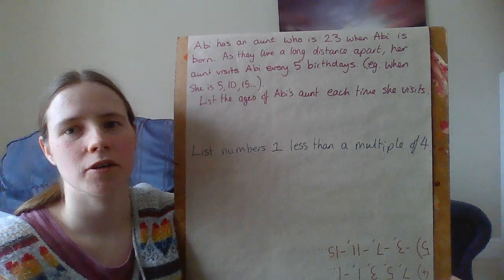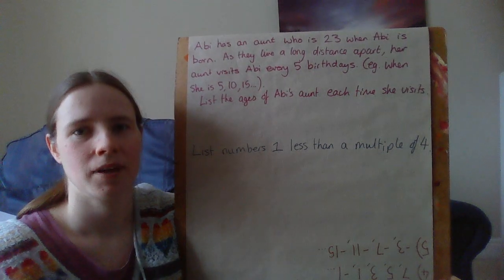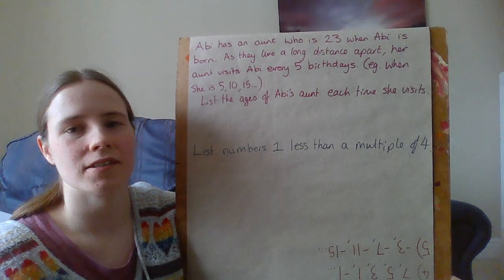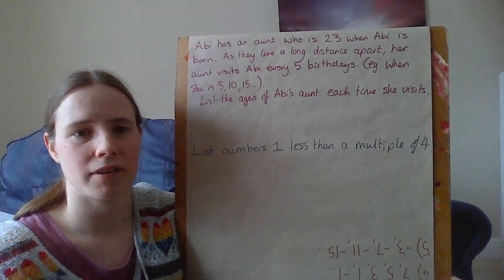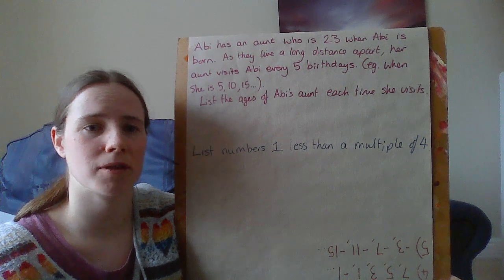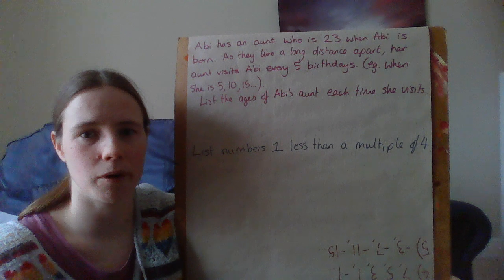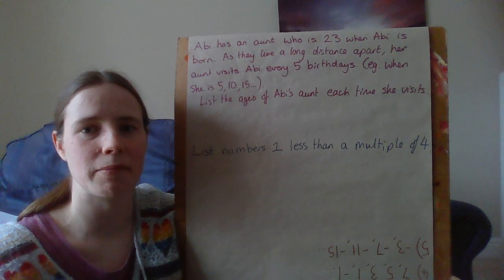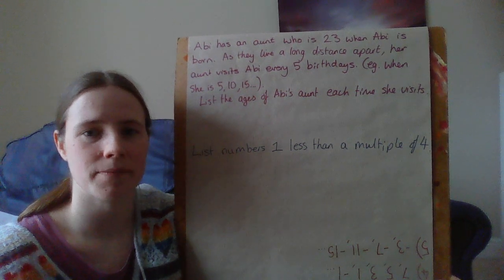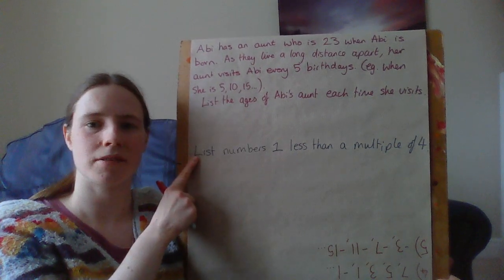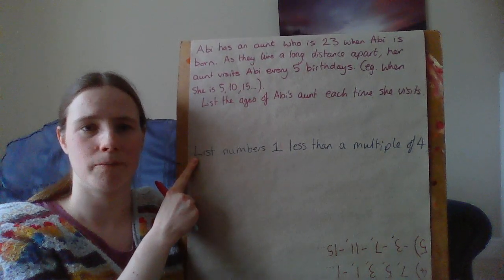Abby has an aunt who's 23 when Abby's born. As they live a long distance apart from each other, her aunt only visits Abby every 5 birthdays. So for example, when Abby's 5th birthday comes around, her aunt comes over, then when she's 10, when she's 15, and so on. We're going to list the ages of Abby's aunt each time she visits. And then once you've done that one, have a go and see if you can list the numbers one less than a multiple of 4.